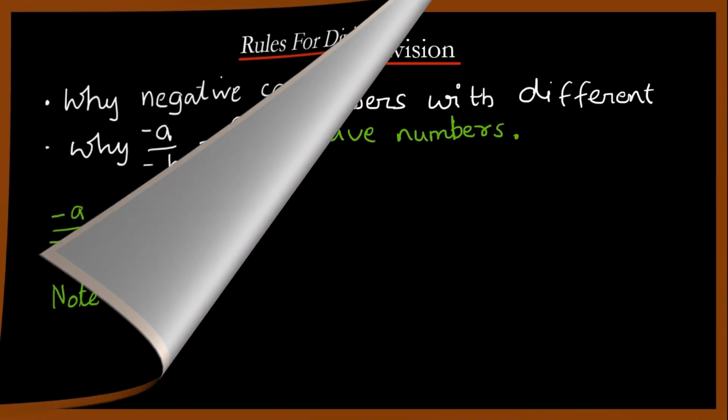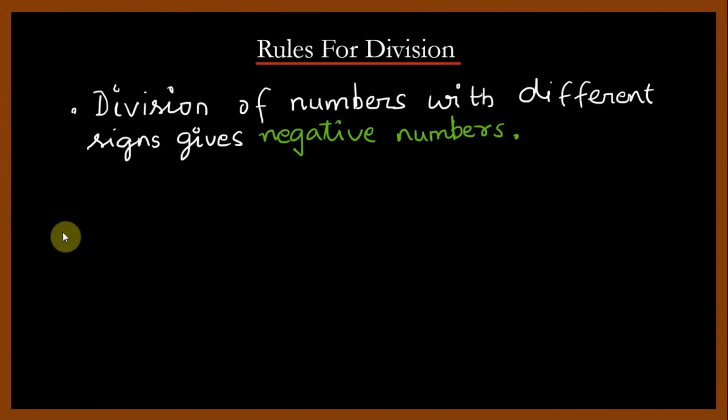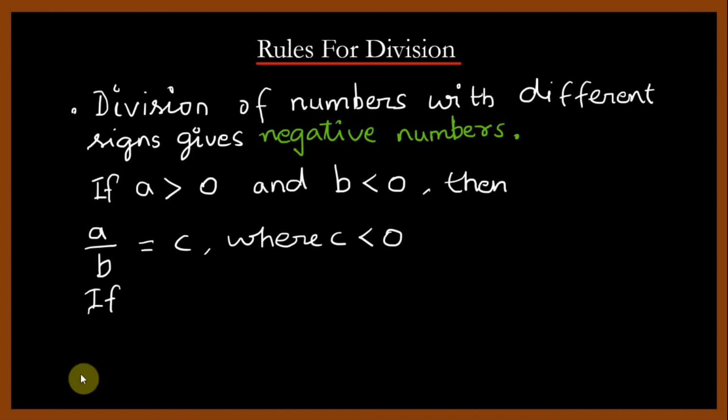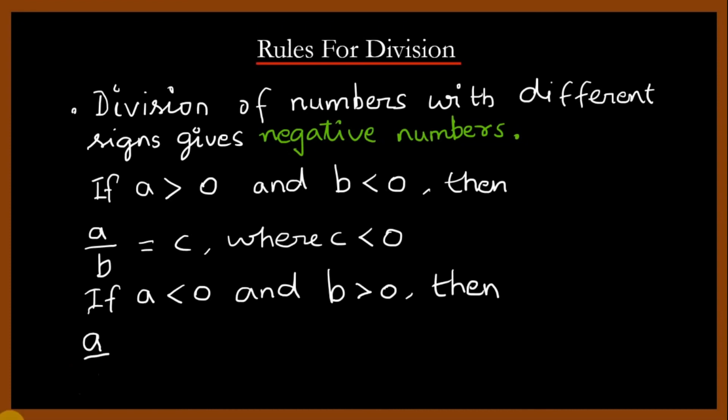Similar to multiplication, division of numbers with different signs will also give a negative result. So if a is greater than 0 and b is less than 0, then a divided by b is equal to c, where c is less than 0. Similarly, if a is less than 0 and b is greater than 0, then a divided by b is equal to c, where c is less than 0.